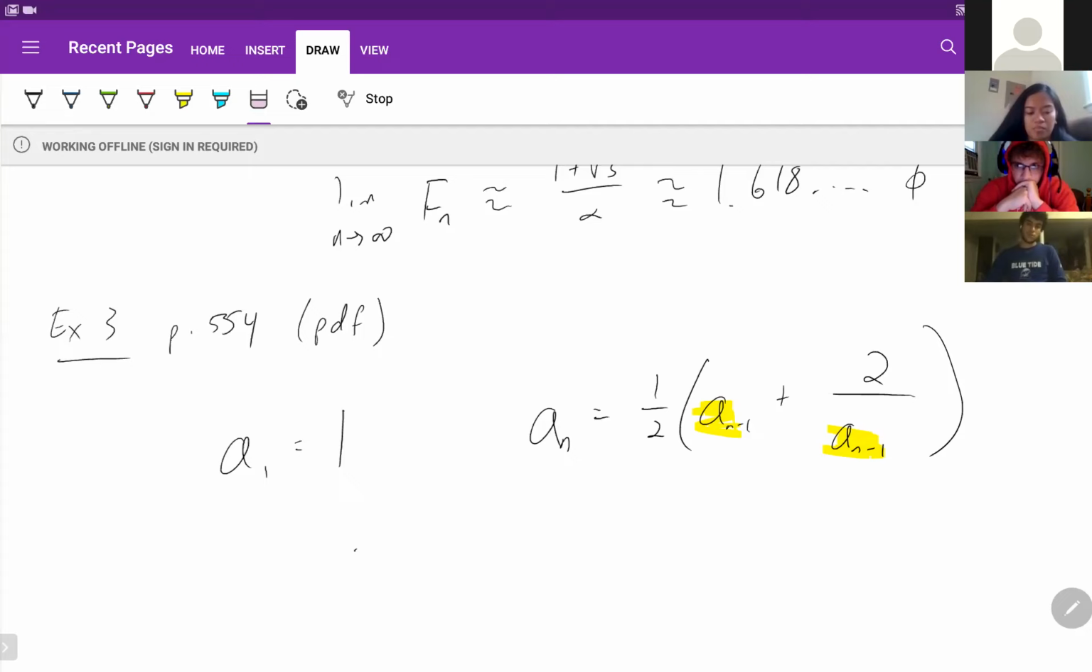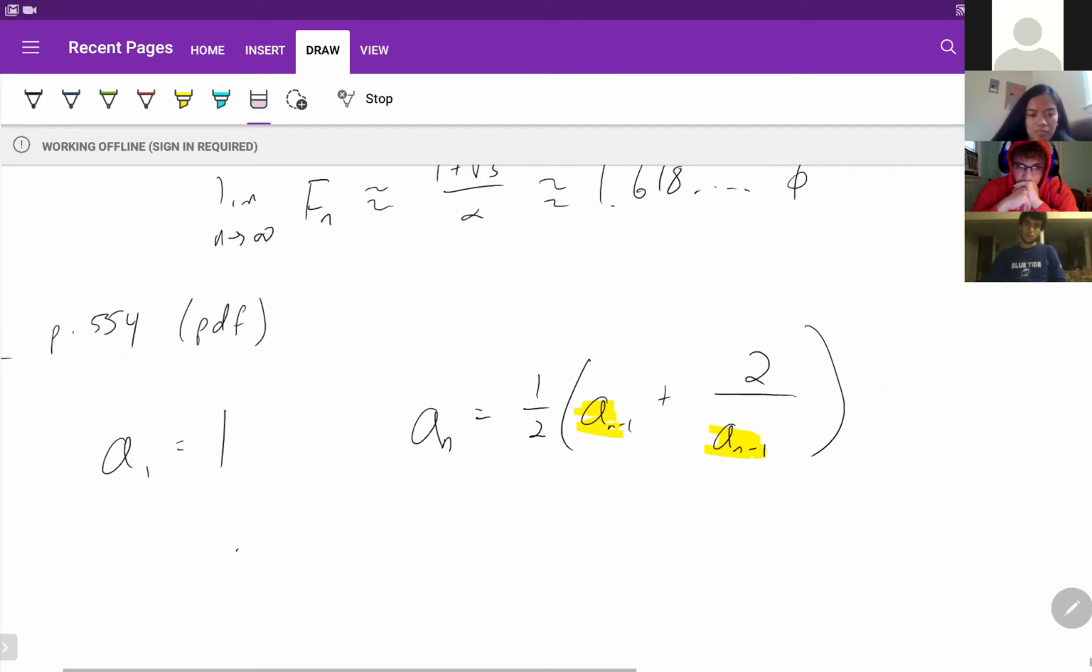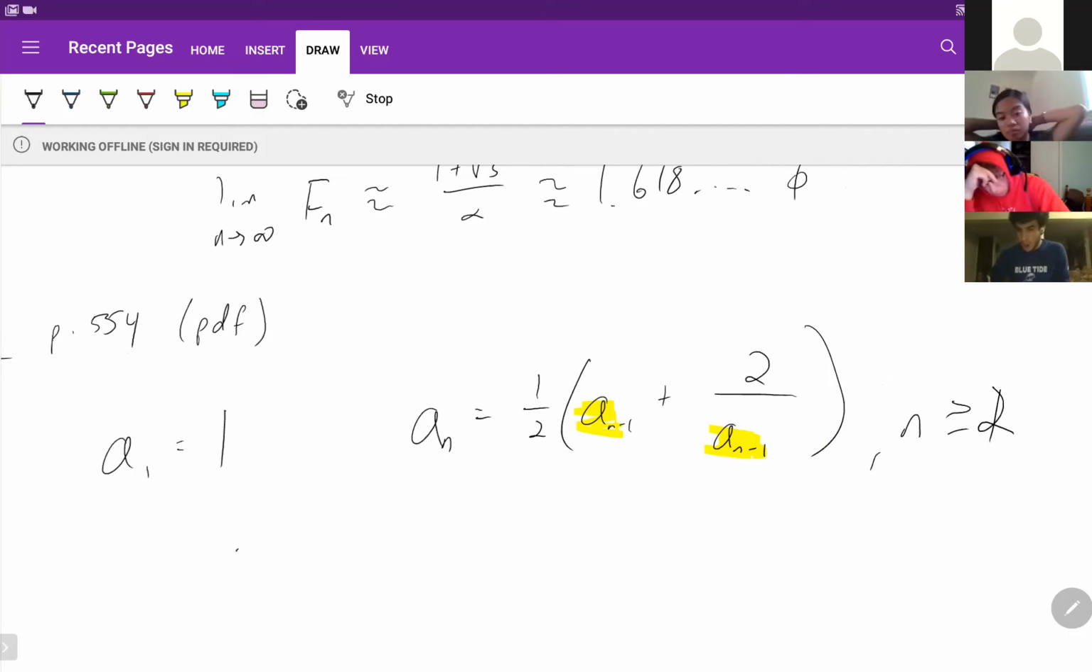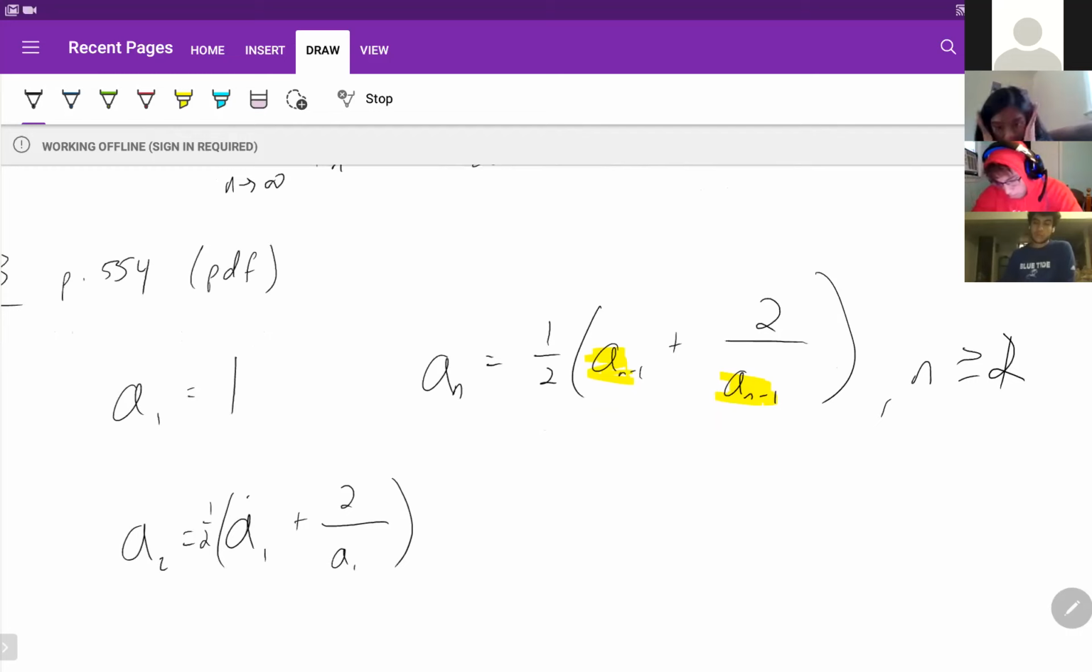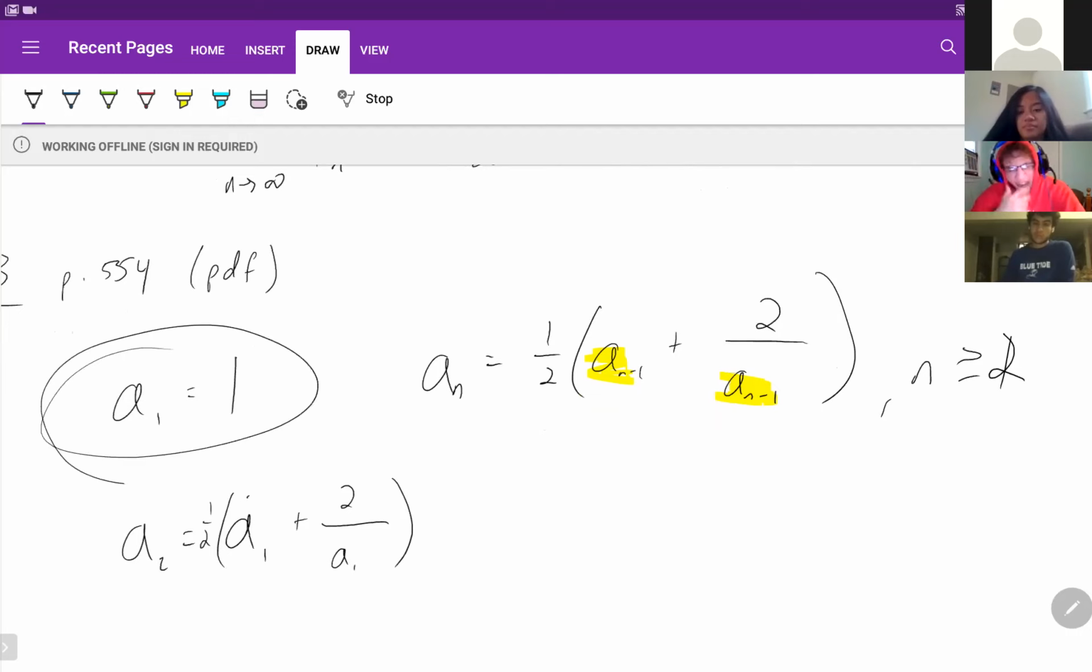The point I'm trying to make here is that where you start is really important. For this one, n is going to start at 2 because they give us a sub 1. Does that make sense? In order to find the second term, I have to use a sub 1 within the definition. So they couldn't start at 2 because they didn't give us the term before 2. If they did not give us a sub 1, we would not be able to find a sub 2. Do you see what I'm saying?